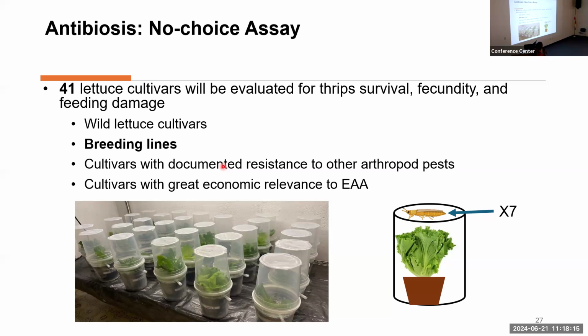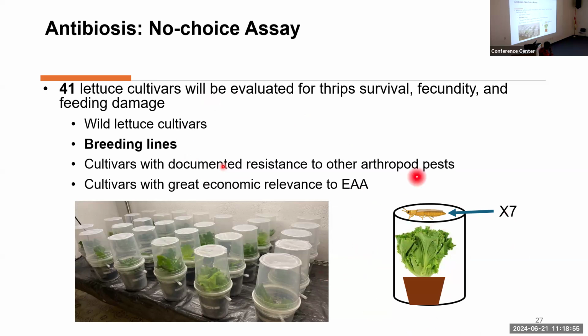These cultivars involve wild lettuce cultivars and also breeding lines that are actually used by plant breeders to look for plants that have desired characteristics. And I'm also using some cultivars that have already documented resistance to other arthropod pests to see if these cultivars can also be resistant to the thrips, and also some other cultivars that have great economic relevance to the Everglades agricultural area, which can be good news if we find some resistant cultivars because we can easily recommend to the growers.